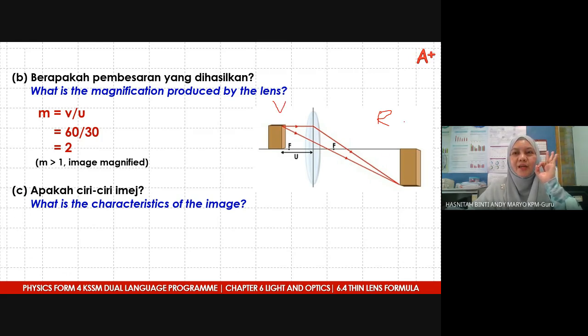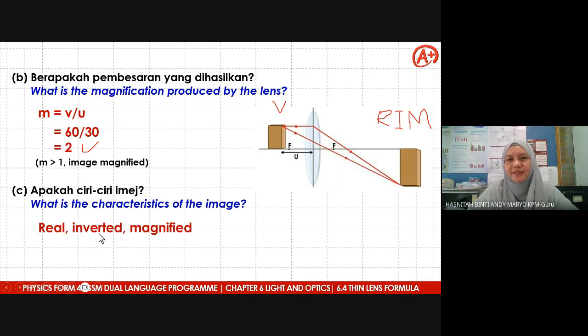So first, the image is real. And then, is it upright or inverted? The object is above the principal axis, but our image is below the principal axis. So we understand the image is inverted. And from the magnification of 2, greater than 1, we understand the image has been magnified. So the characteristics are real, inverted, and magnified. You write there: real, inverted, and magnified, right?